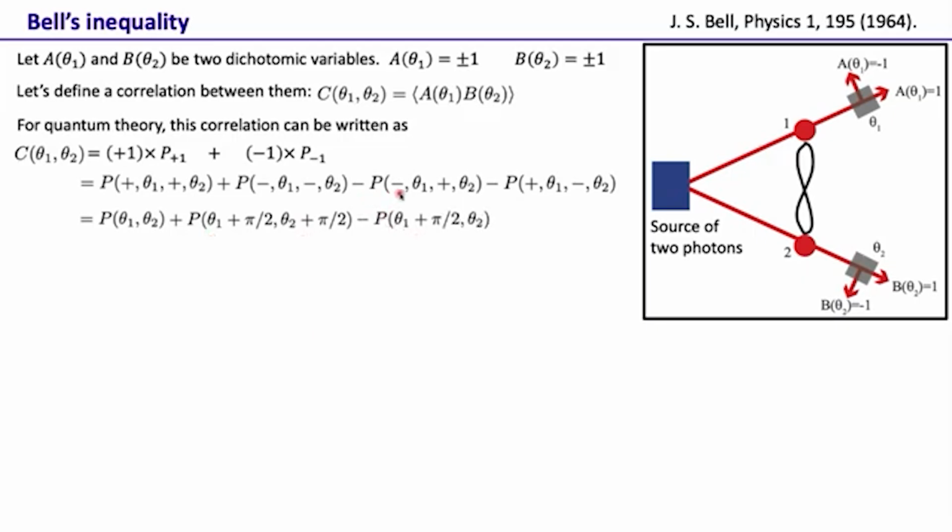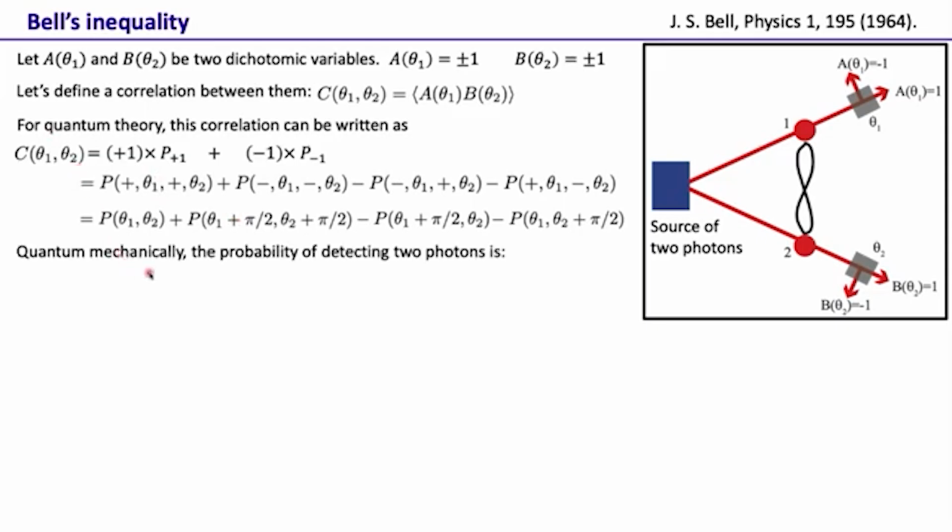So similarly, P(θ1−, θ2+) we can write as P(θ1+π/2, θ2). That means the first photon is detected at π/2 to the polarizer angle, and the second one of course goes through the polarizer, and here the first one goes through the polarizer, but the second one goes at π/2 to the polarizer direction. So these are the four probabilities we have, and if we use these we can actually get this correlation function. Okay, now how do we calculate these probabilities?